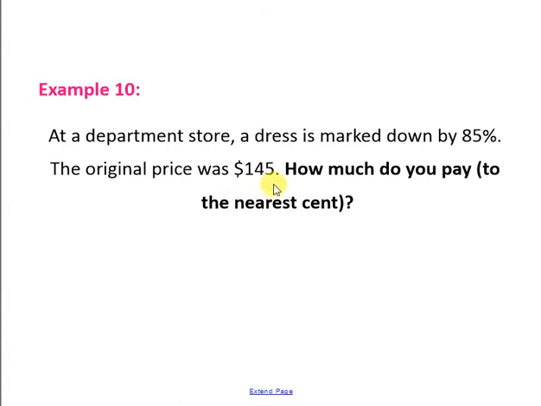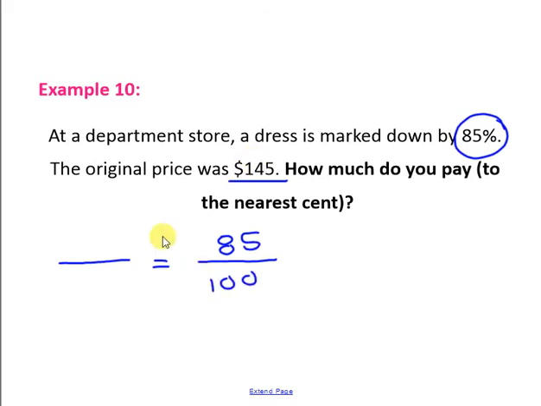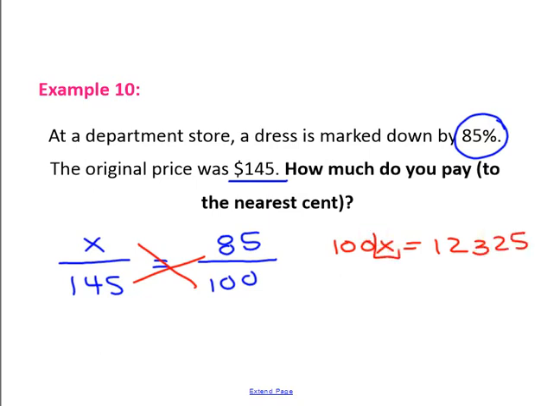All right, last problem. At a department store, a dress is marked down by 85%. The original price was $145. How much do I pay? So I'm going to set up my proportion. My percent right here is 85, always over 100. The original price, the whole, is 145, and I'm trying to find the discount. I'm going to cross multiply. 100 times x is 100x. 145 times 85 is 12,325. Box the variable, divide both sides by 100. This cancels.